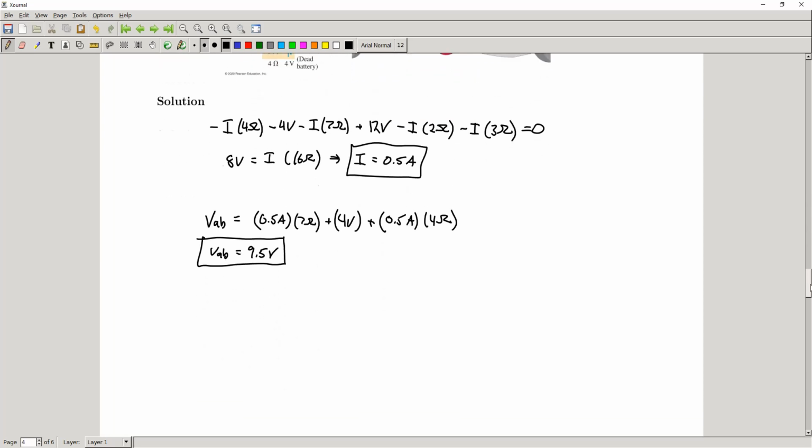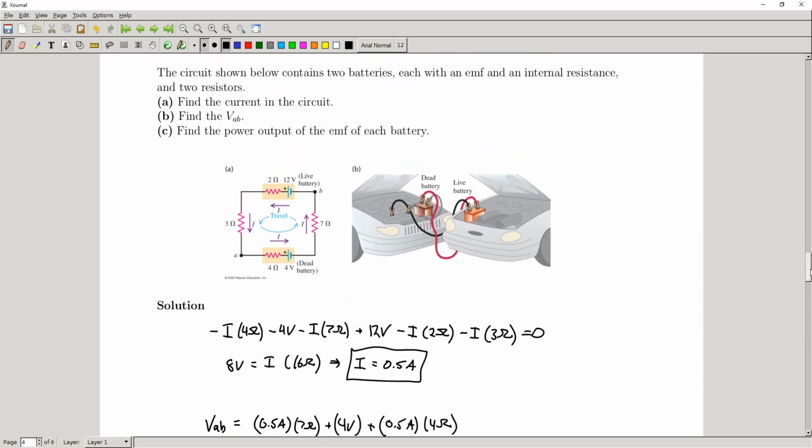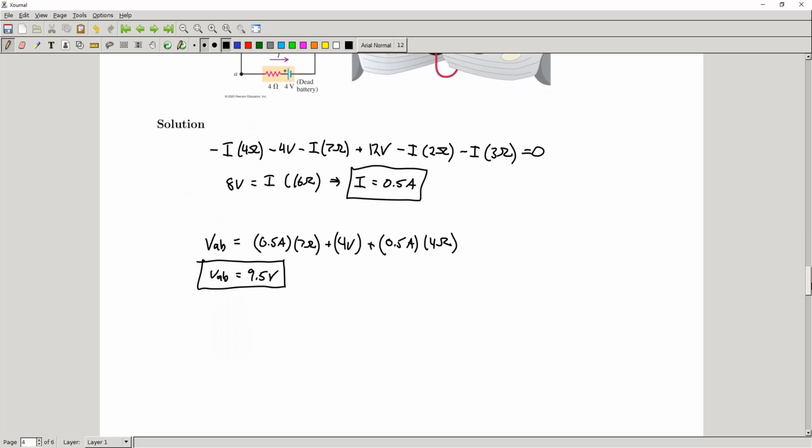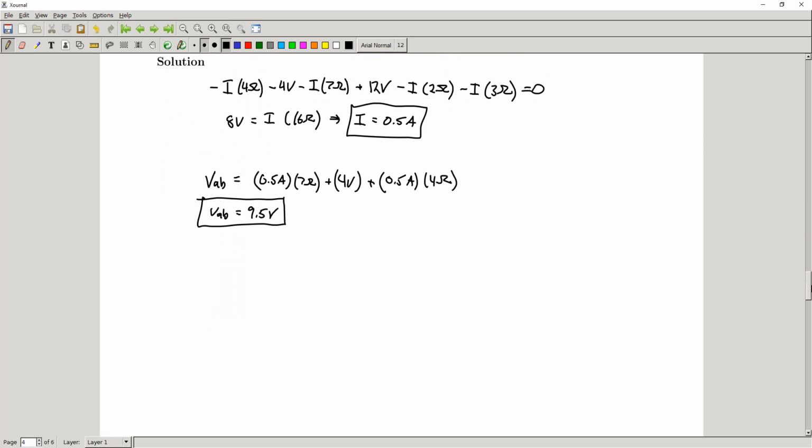Question C, what is question C? Question C, find the power output of the EMF of each battery. Okay, so we want the power output of the EMF of each battery. This is basically just a simple application of one formula that we know.